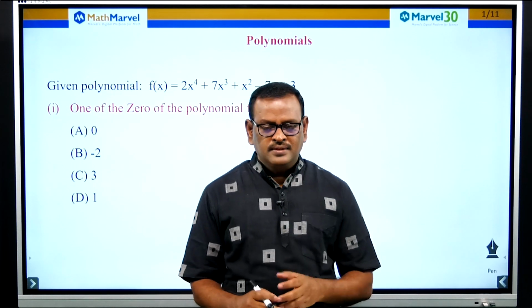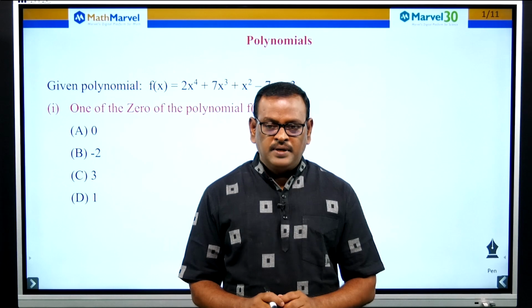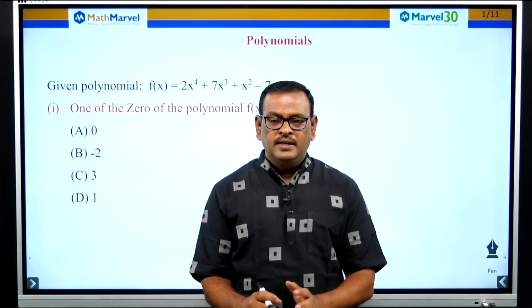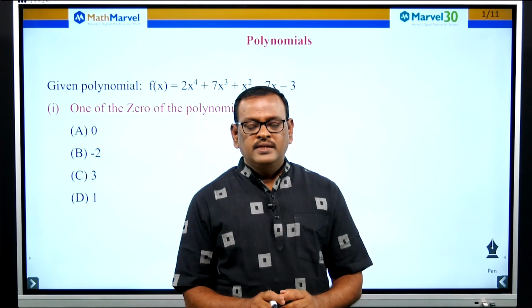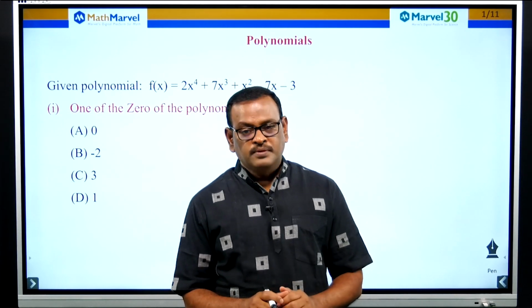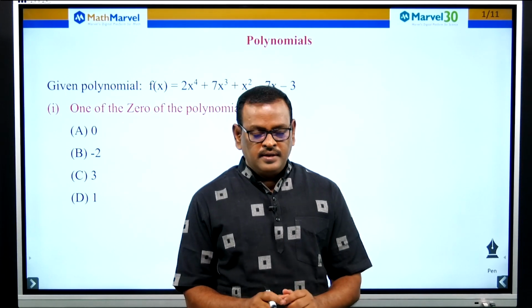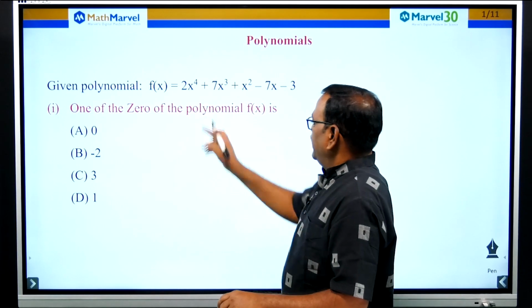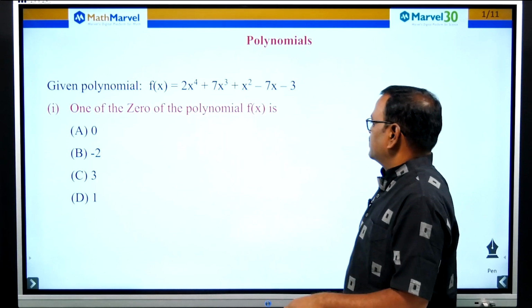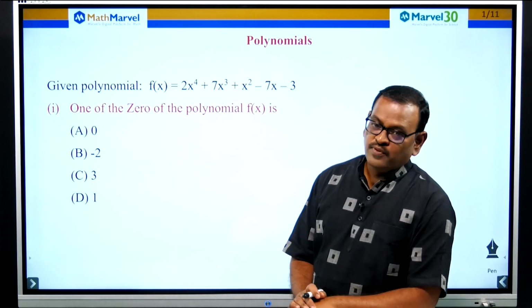Whenever the degree is 3 or more, only when it is degree 2 we can apply the splitting the middle term concept. For degree 3 or more, if you know the simple rule, you can easily find the zeros of the polynomial. Now I will teach based on the shortcut technique. The given polynomial is 2x power 4 plus 7x cube plus x square minus 7x minus 3. Now the degree is 4, it has 4 zeros.